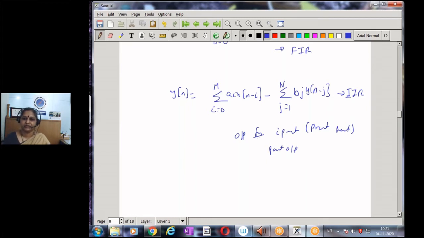And once my system impulse response is of infinite duration, I need to classify the system as stable or unstable depending on whether the impulse response is absolutely summable or not. So this is about the impulse response, one method of representing the LTI system.